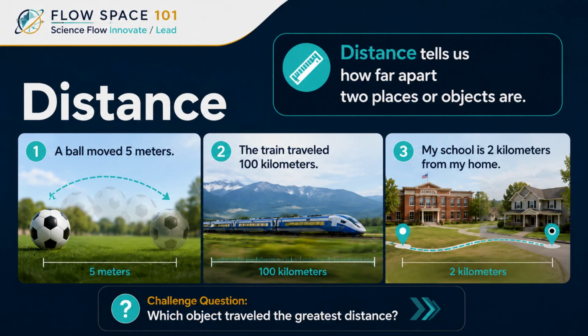Next, let's learn about distance. Distance tells us how far apart 2 places or objects are. Look at the examples. A ball moved 5 meters. A train traveled 100 kilometers. My school is 2 kilometers from my home. Distance helps us measure movement. Now think about this. Which object traveled the greatest distance? Yes, the train traveled the greatest distance.